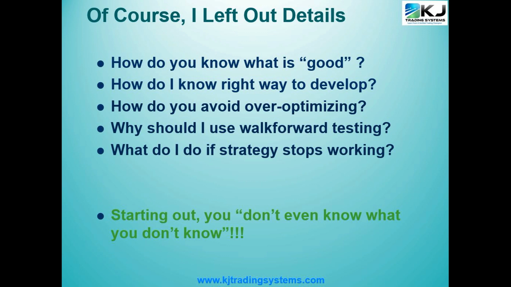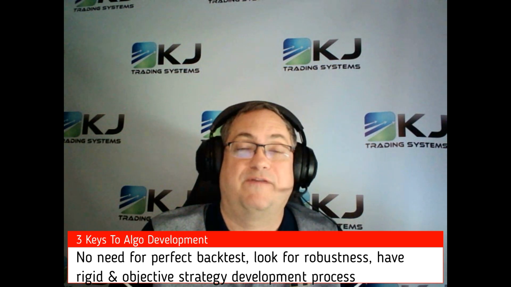Of course, I've left out a lot of details. I didn't tell you what is good and what is not good, and what's the right way to test, and how don't you over optimize, and those kind of things. But this should at least get you started to understand that, hey, 1, I don't need a perfect back test. 2, I should look for robustness in my trading. And 3, I have to have a rigid process that I treat all strategies the same. If you do those 3 things, you'll be well on your way to creating some profitable algos.